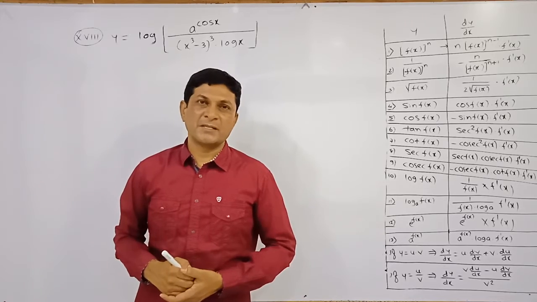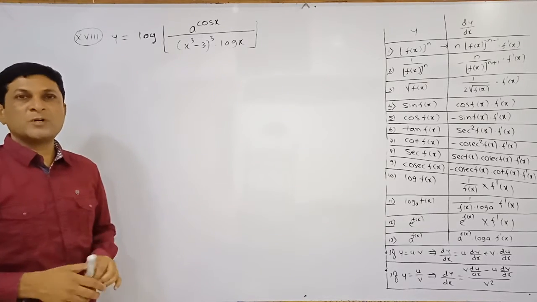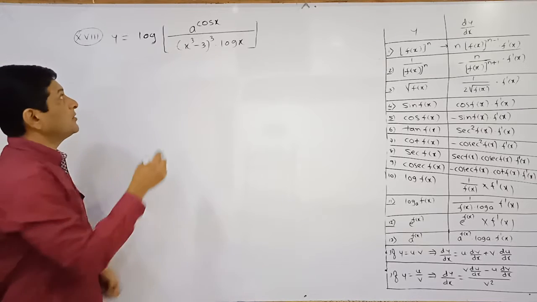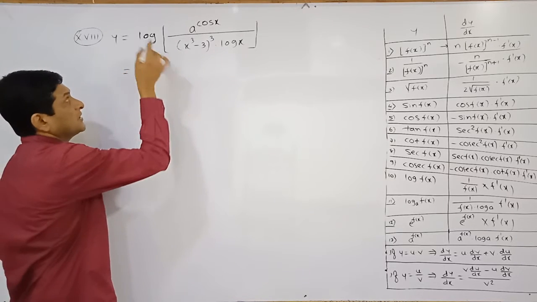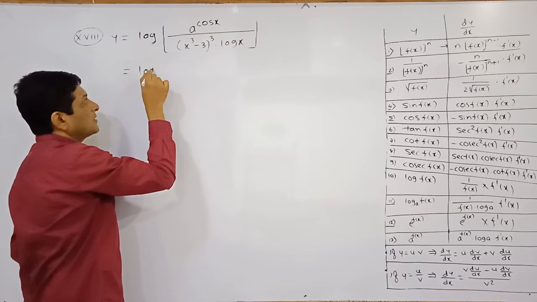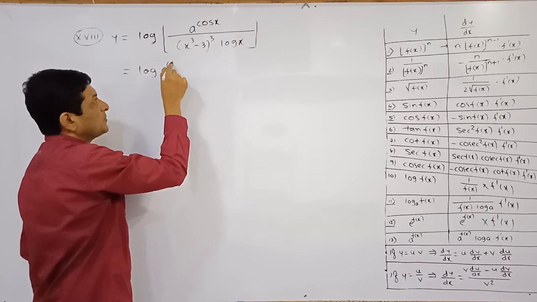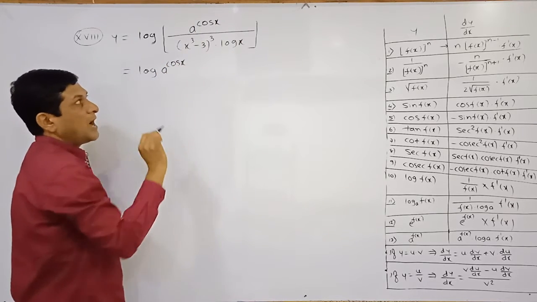So observe the next example. Here also the given function is what? Logarithmic function. So first we are simplifying it, applying laws of logarithm. So here log a upon b can be written as log a minus log b. So a is what here? A raised to power cos x upon b.